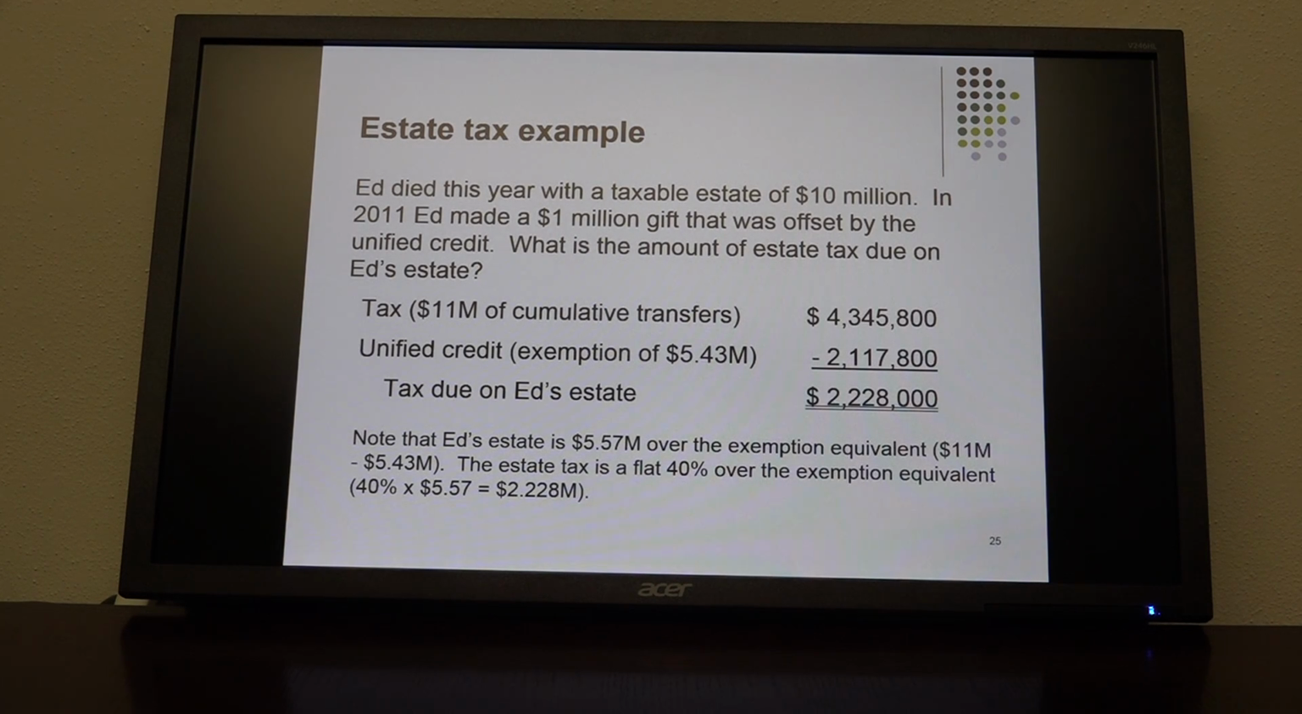All right, so here's an example. Ed died this year with a taxable estate of $10 million. I guess Ed is single. He made a $1 million gift that was offset by the unified credit. What is the amount of estate tax due on Ed's estate? So the tax on cumulative transfers, which is the 10 plus 1 million, is 11 million times 40%, right?